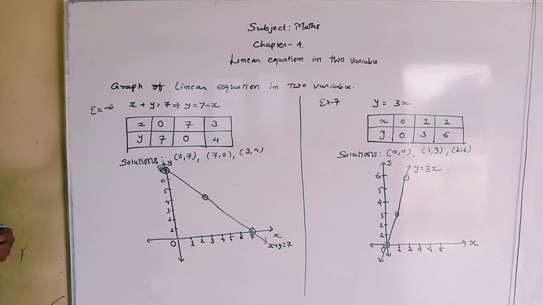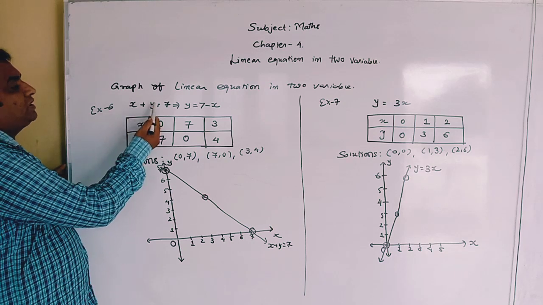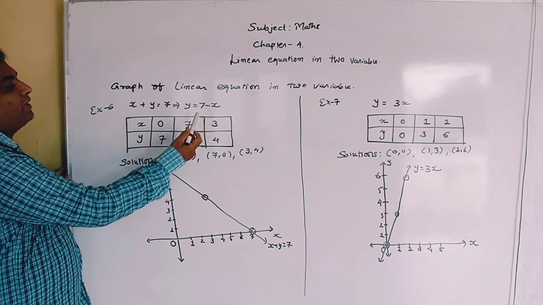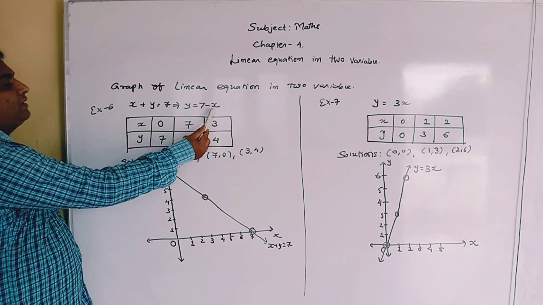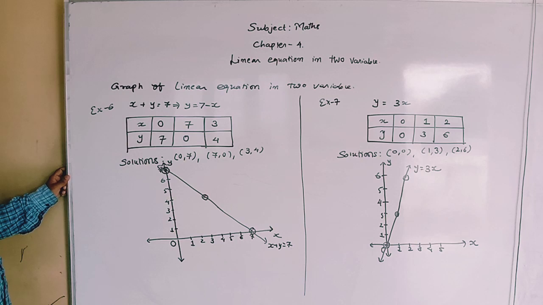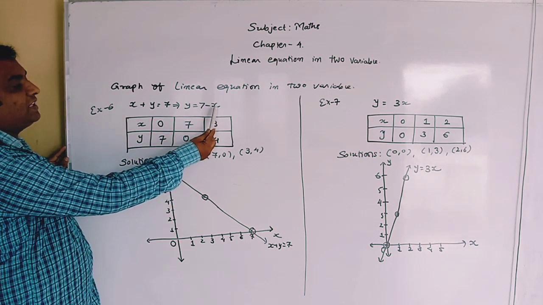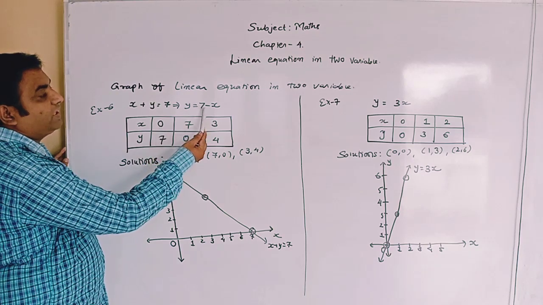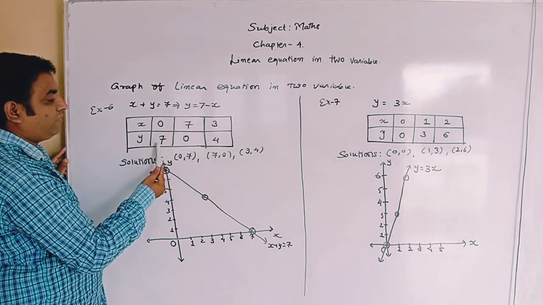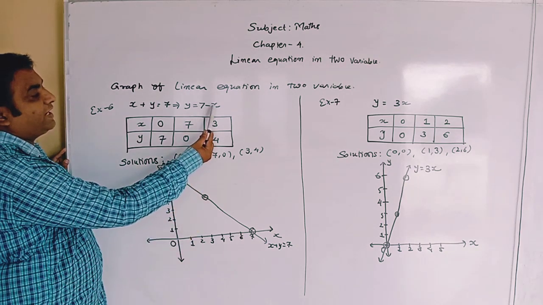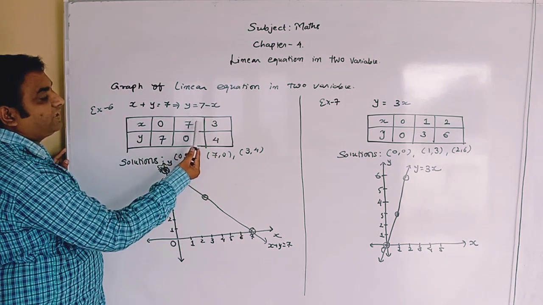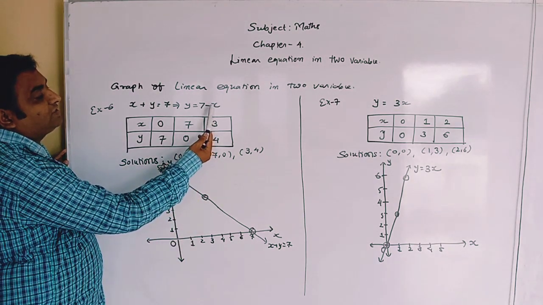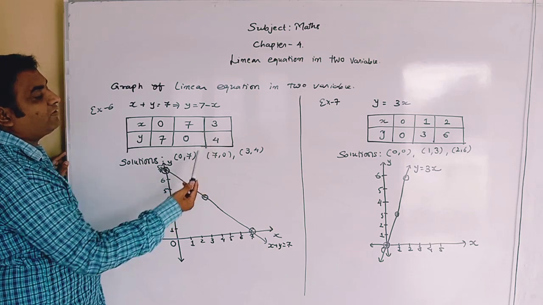Example 6: draw the graph of the equation x plus y equals 7. So y equals 7 minus x. Here x is independent and y depends on x, so we can select the x value as per our choice. Take x as 0, then 7 minus 0 is 7, so y is 7. If x is 7, then 7 minus 7 is 0, so y is 0. If x is 3, then 7 minus 3 is 4, so y is 4.